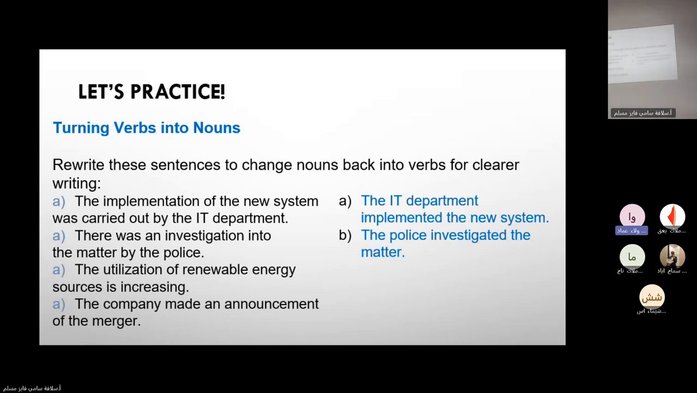Okay, the renewable energy was utilized or utilized is increasing. لا في إشكالية في جملتك. The renewable energy utilized is increasing. The renewable energy source utilized is increasing. Is increasing, yes. No, the sentence is not written correctly. Shaima, do you have a correct sentence? Shaima, open your mic.